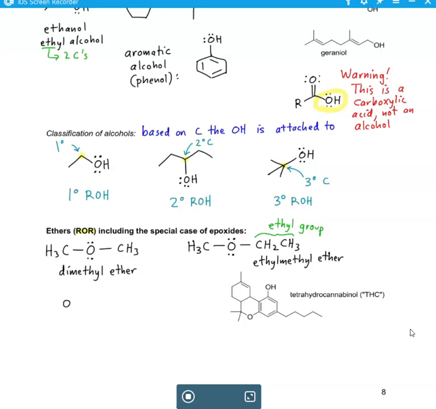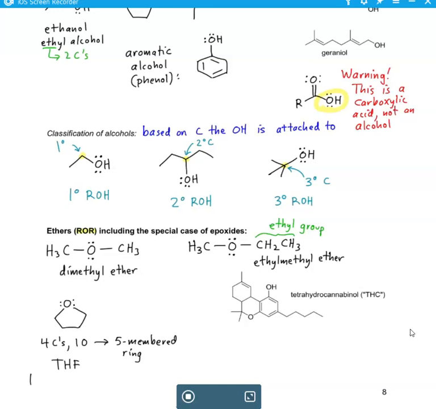Ethers, just like the other compounds that we've been looking at, can be cyclic or acyclic. So here's a cyclic example. The oxygen is part of the ring. So you have 4 carbons and 1 oxygen, so you have a 5-membered ring. This one is called THF. That stands for tetrahydrofuran, which is a common solvent. So that's an example of a cyclic ether.